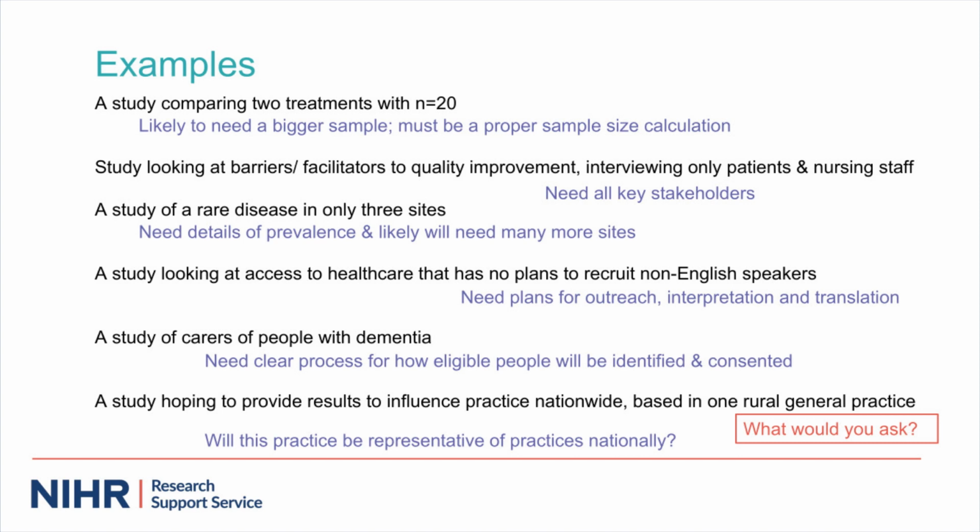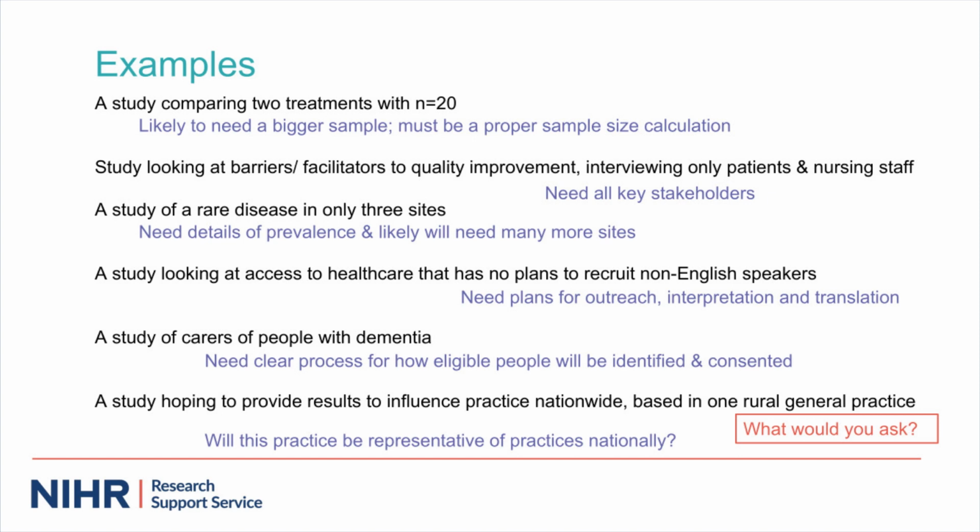A study of a rare disease in only 3 sites. Well, an obvious question is we need details of the prevalence, and it's likely that you're going to need more sites. In fact, if it's a very rare disease, you're probably going to have to include patients from abroad. A study looking at access to healthcare that has no plans to recruit non-English speakers. Well, you need plans for outreach, interpretation, and translation. A study of carers of people with dementia. So you need a clear process for how eligible people will be identified and consented.